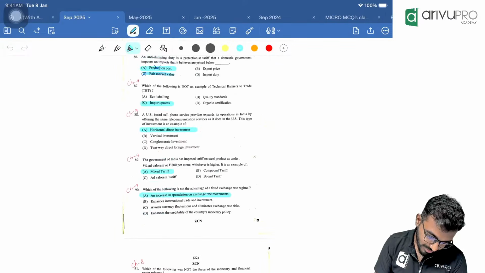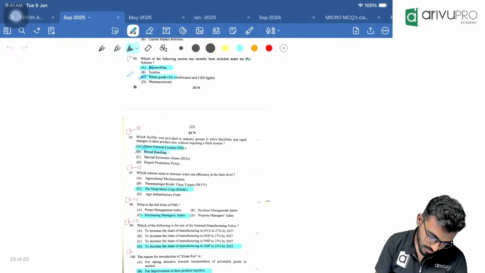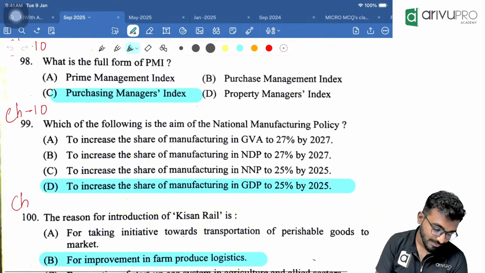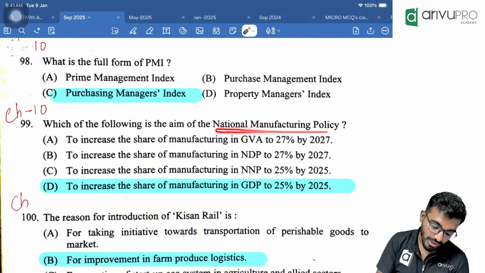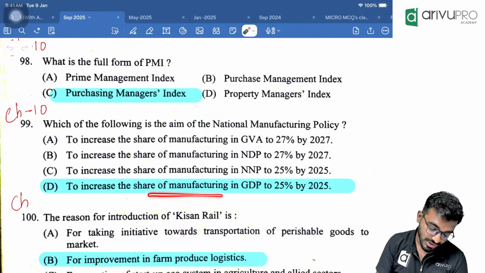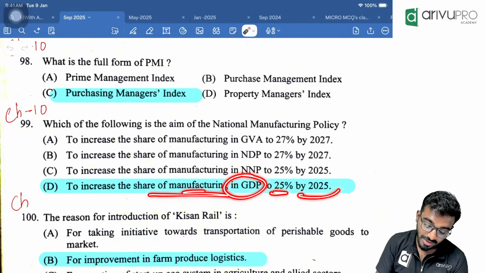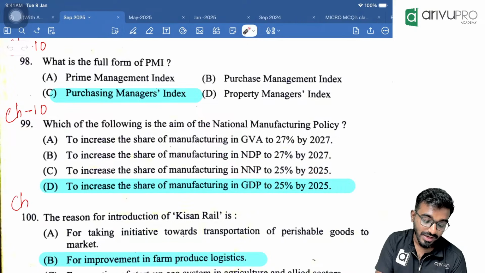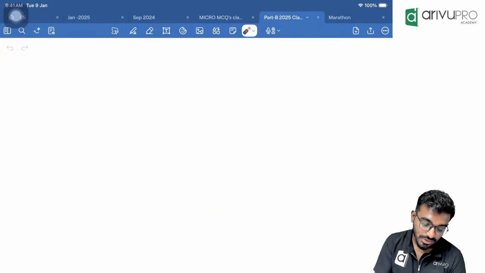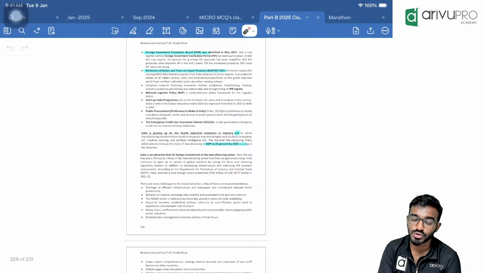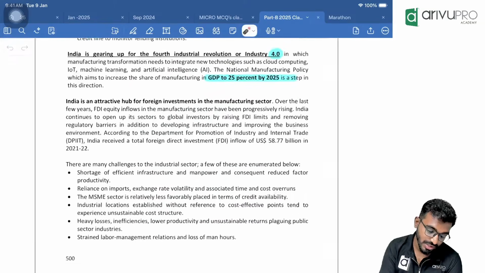All the small pieces of information. See here, question number 99: Which of the following aims for the national manufacturing policy to increase the share of manufacturing in GDP by 25% by 2025? Like this question, small questions also they will ask. Total 10 marks will come. So the second half is where the majority of the questions will come.